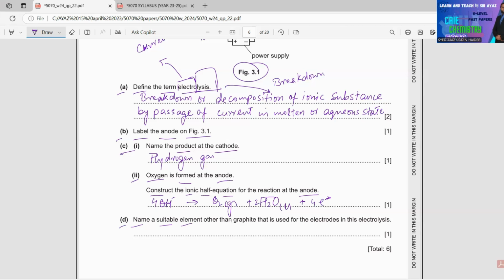D. Name a suitable element other than graphite that is used for the electrodes in this electrolysis. So definitely we will go for the substance that must be having high melting point. It's inert or unreactive. It's none other than platinum. So I will write platinum.